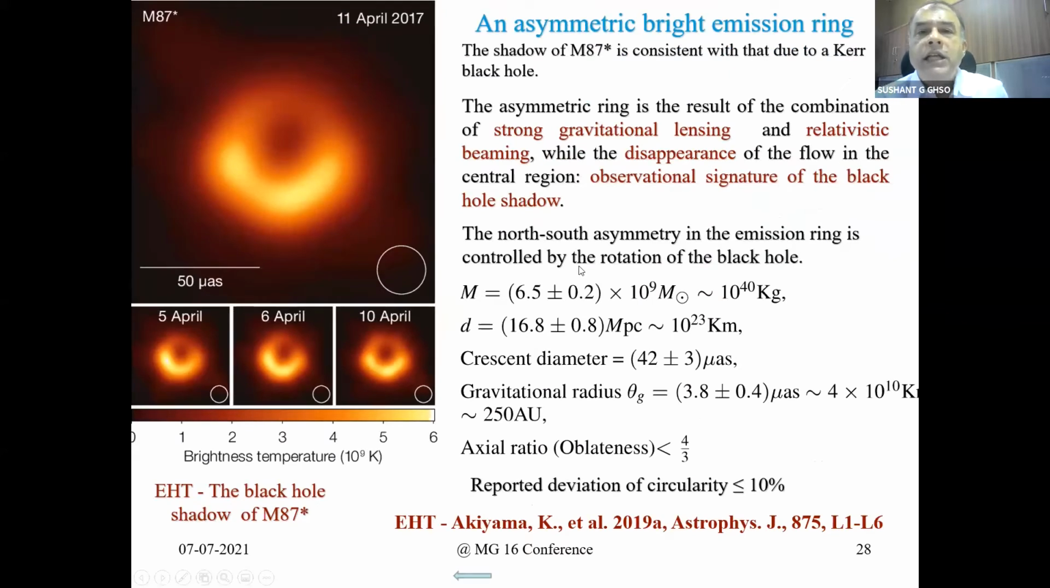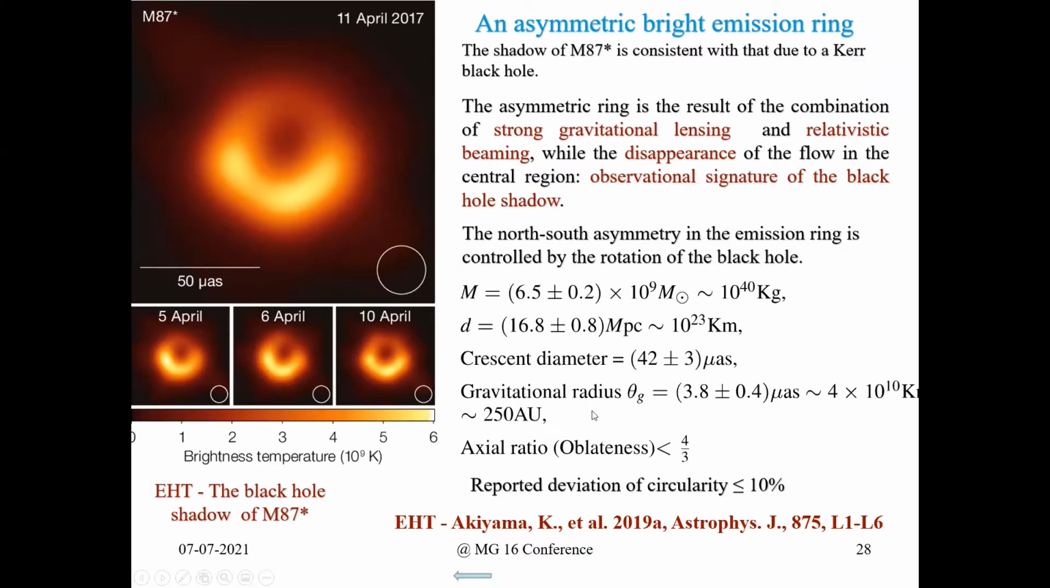The shadow of M87 is consistent with the Kerr black hole of general relativity, and it is an asymmetric ring with a bright emission ring. The asymmetry is because of strong gravitational lensing and relativistic beaming. The central brightness depression is the observational signature of the black hole. The estimated mass is 6.5 billion solar masses, slightly higher than previous estimates by other techniques, and the crescent angular diameter is 42 ± 3 microarcseconds.